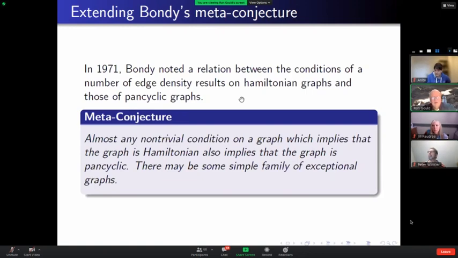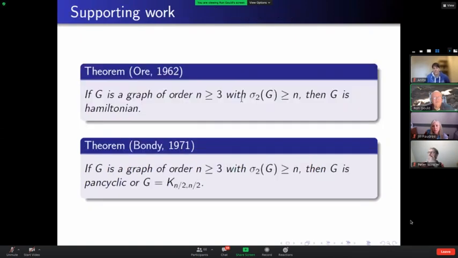And in one of his papers, he posed what came to be known as Bondy's meta-conjecture, that almost any non-trivial condition on a graph, which implies that the graph is Hamiltonian, also implies that the graph is pancyclic, but there may be some simple family of exceptional graphs. And we'll see right now why he made that last statement.